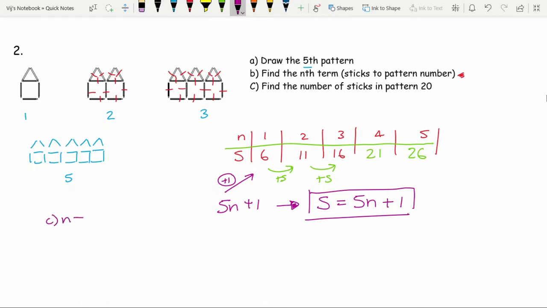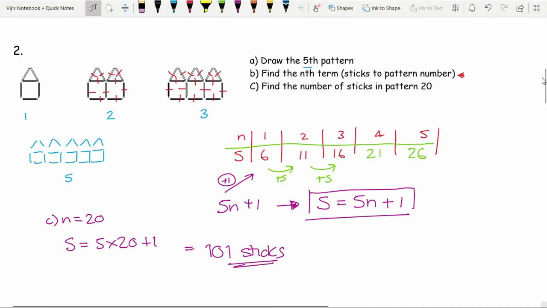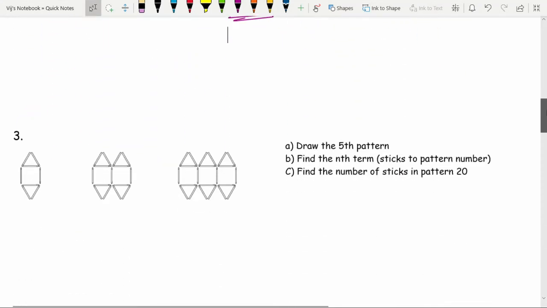So again, with question C, all I've got to do is substitute n equals 20 into this formula. So I've got S equals 5 times 20 plus 1, which gives me an answer of 101 sticks. And there is your final answer. So moving on to example 3.